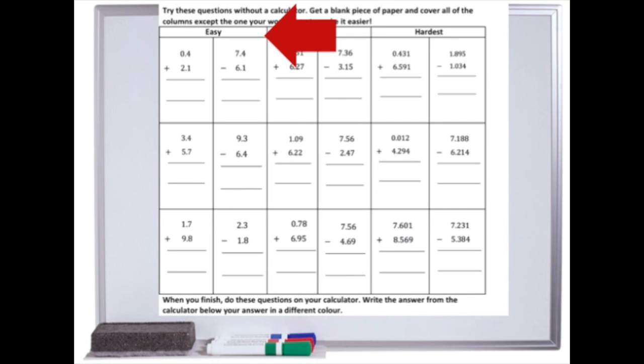So you have an easy column, a column that is harder than that one, and then a column that is the hardest of the three. If you start in the easy column, then move to the harder column, and then finish with the hardest column, that would be the best way to complete this activity. Once you are done with this sheet, check your answers using a calculator. Give yourself a big tick if you got it right, and if you didn't get it right, just try again.